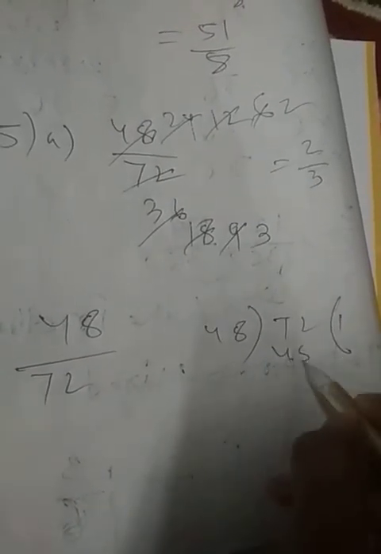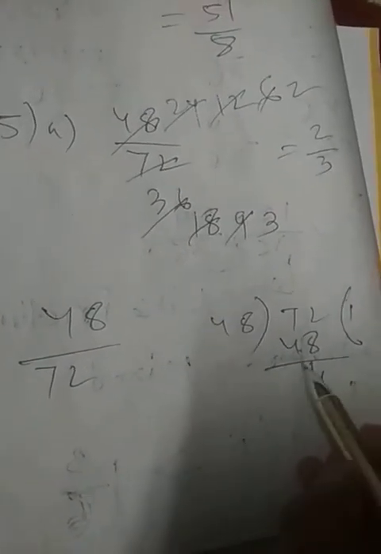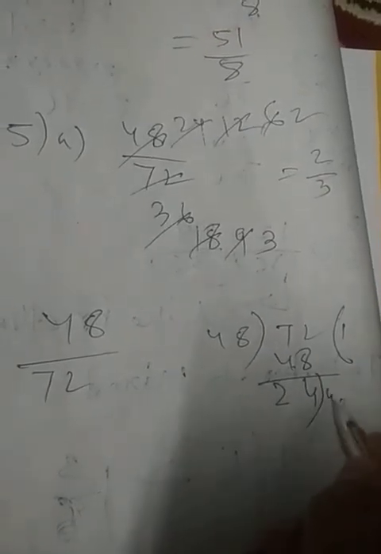There is another way. Find out the HCF. So we got HCF 24. HCF equal to 24. Now you have to divide numerator and denominator by 24. So what we got? 2 by 3. There are two ways, and you can follow any one.